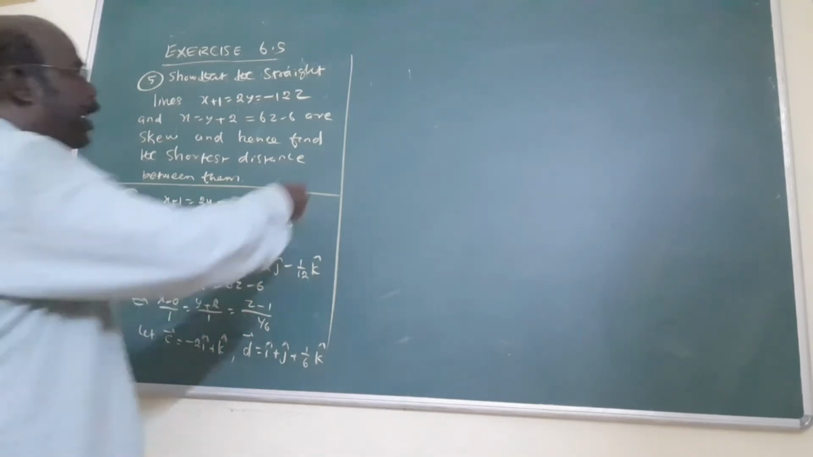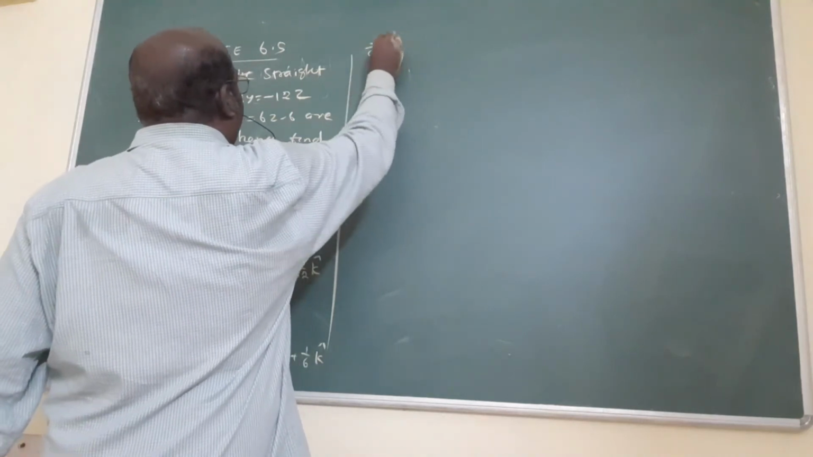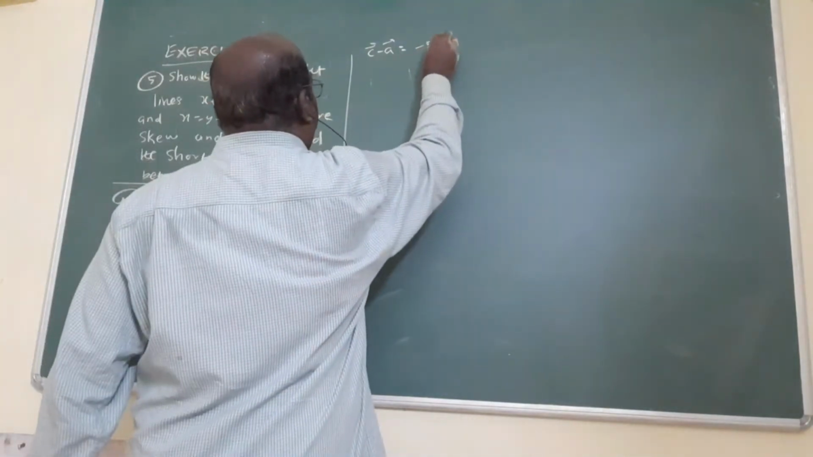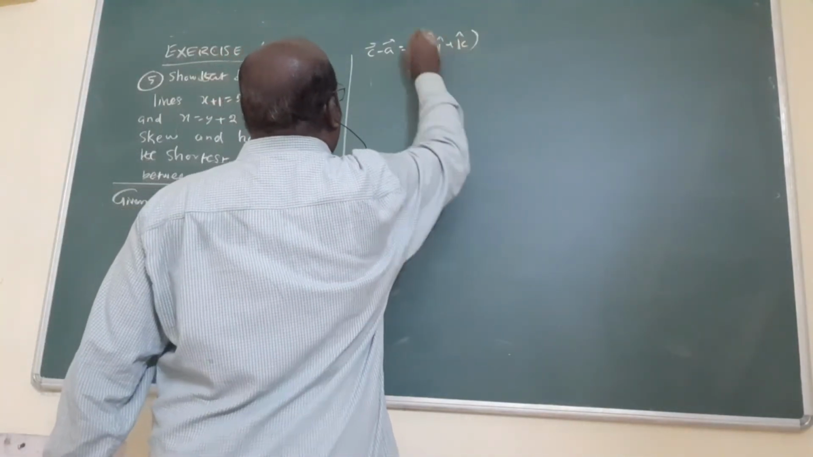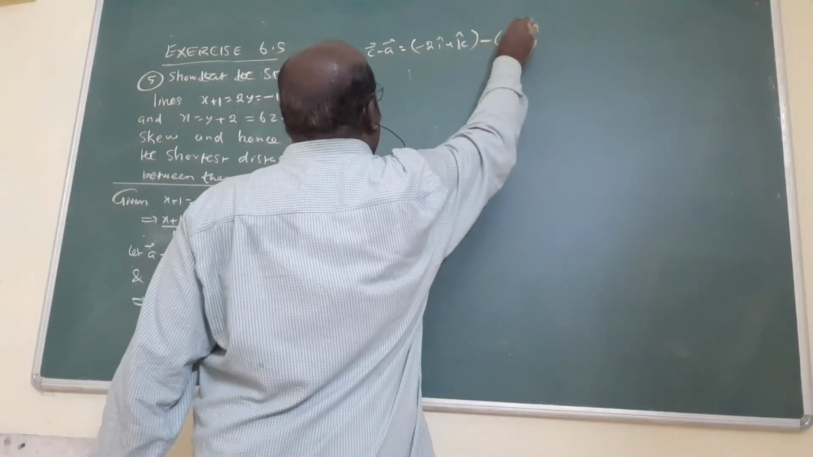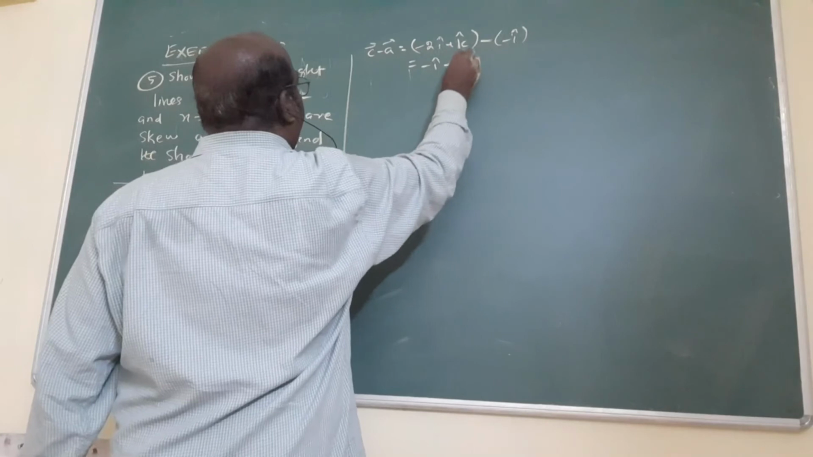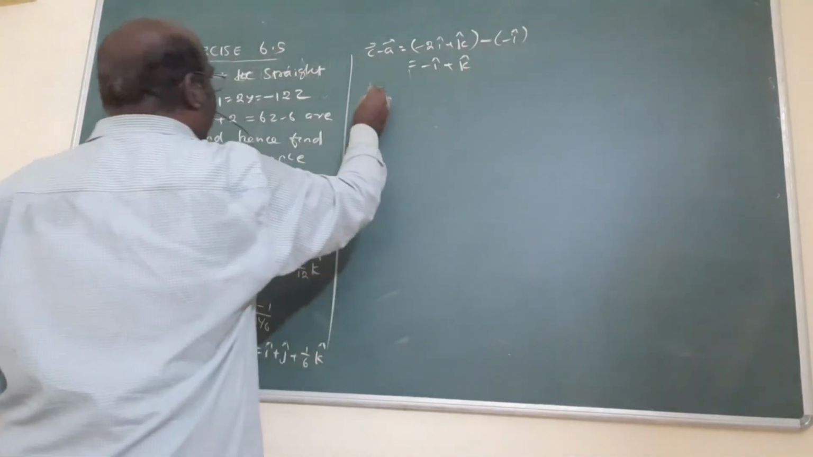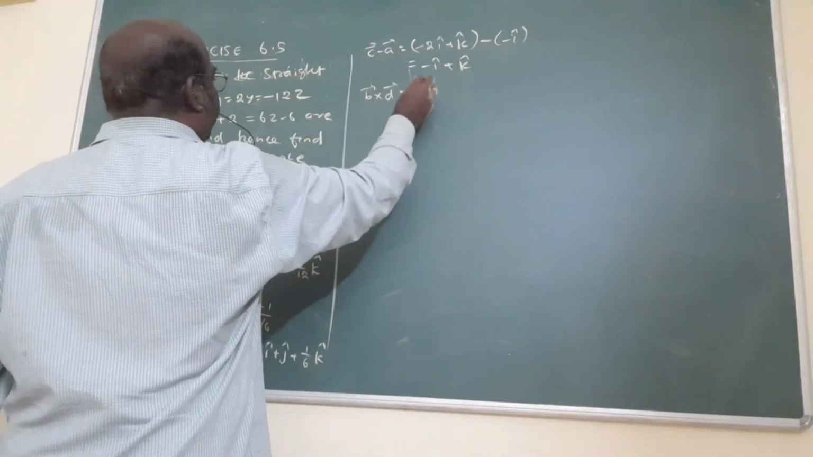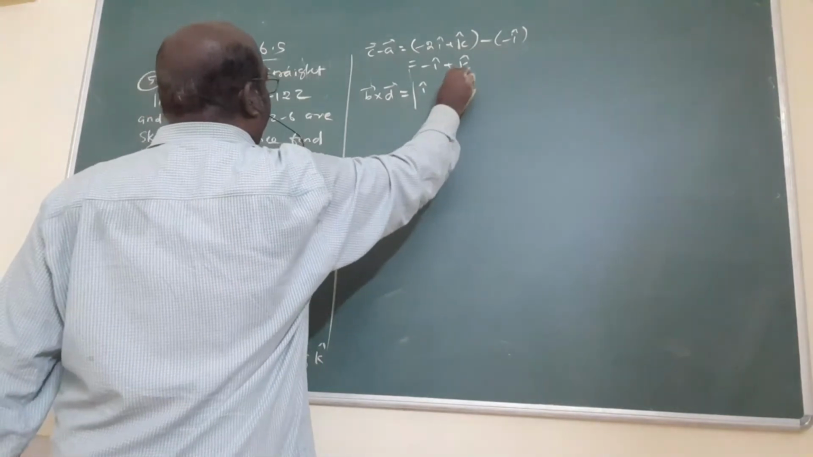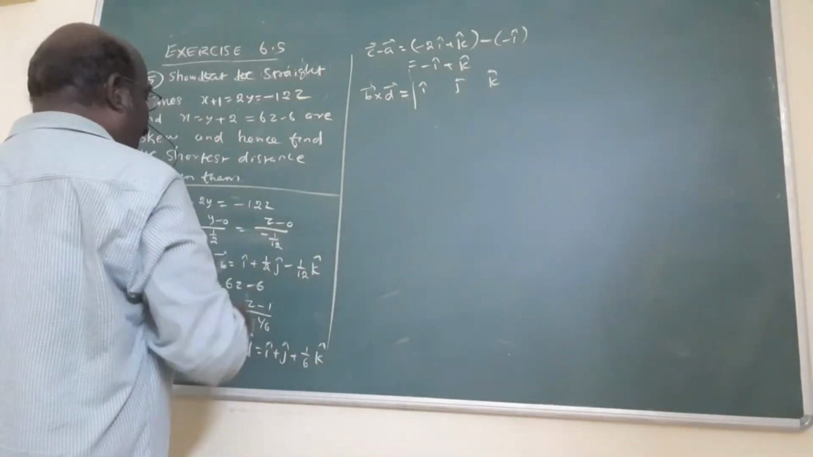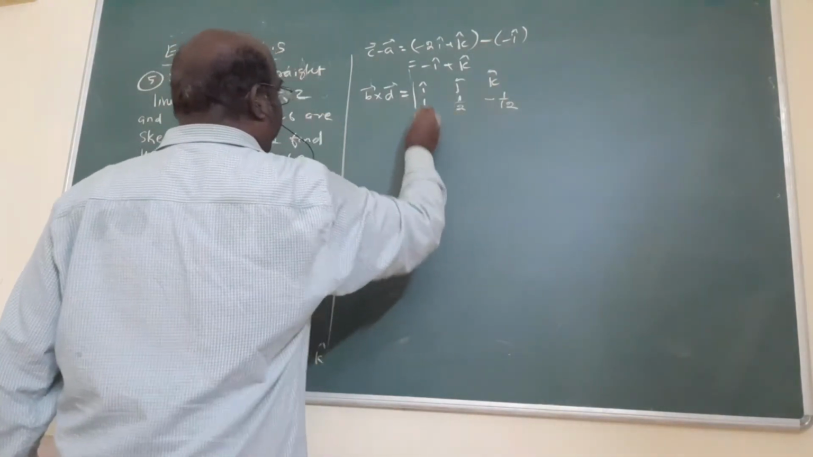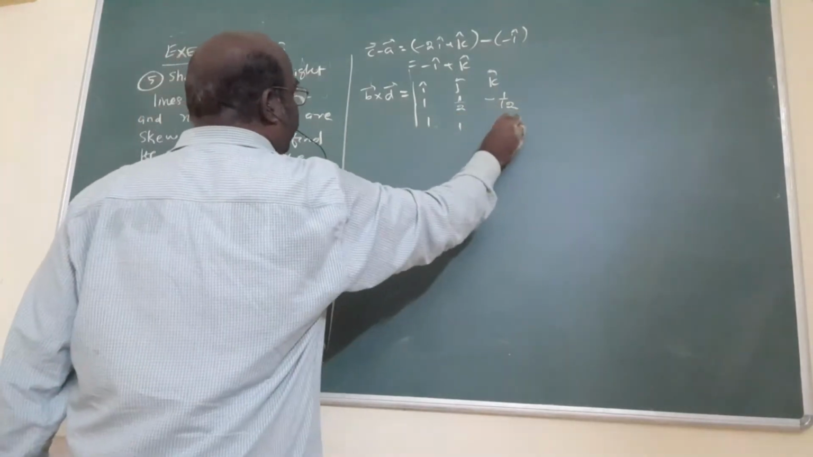Am I right? First find c vector minus a vector. C vector is what? Minus 2i cap plus j cap minus i cap, that is minus i cap plus j cap, minus 2i cap, that is minus i cap. Then b cross d. I cap, j cap, k cap. Am I right? B vector is what? 1 by 2, minus 1 by 2. Next d vector, 1 by 6.